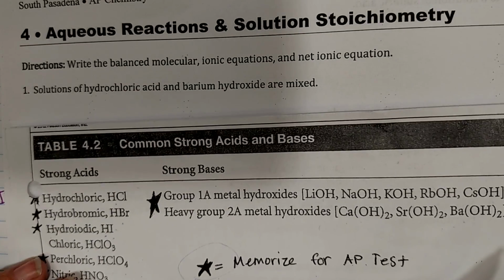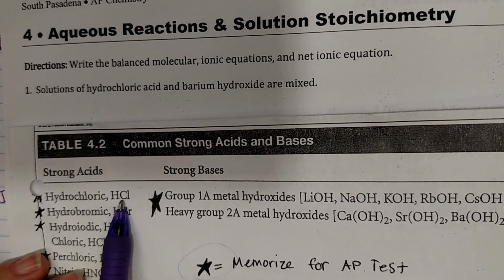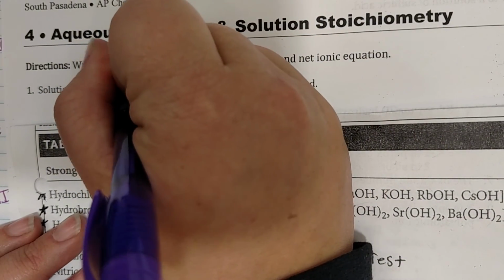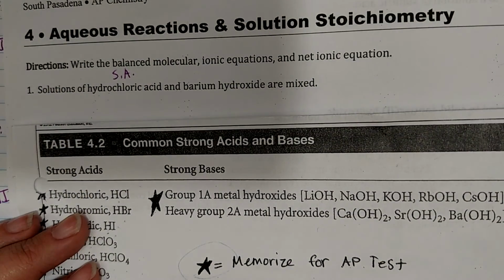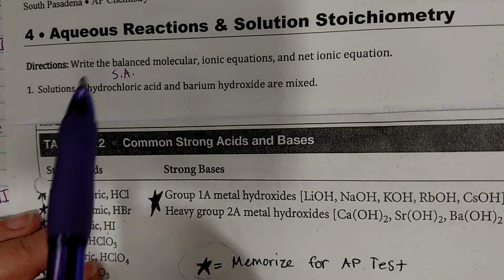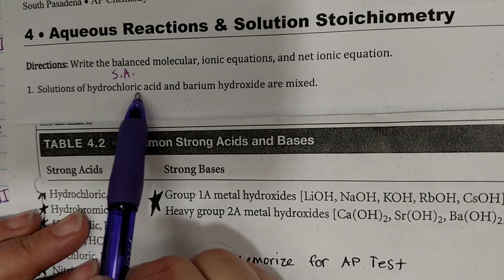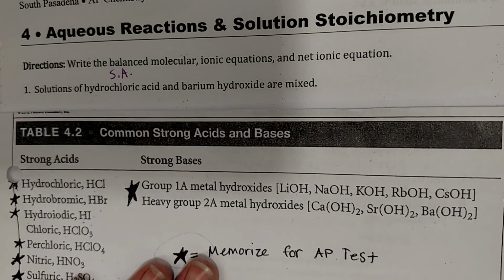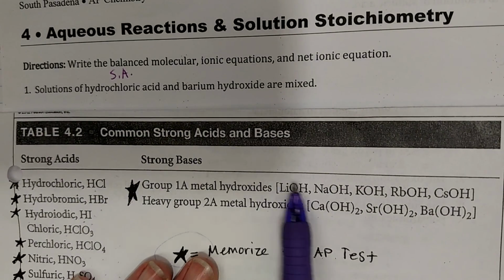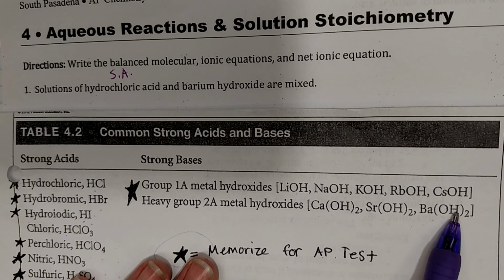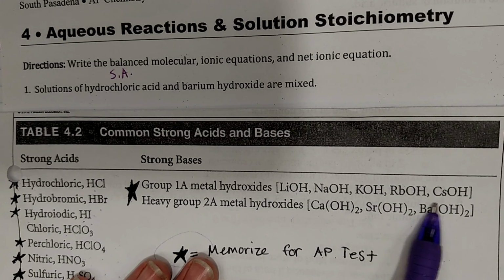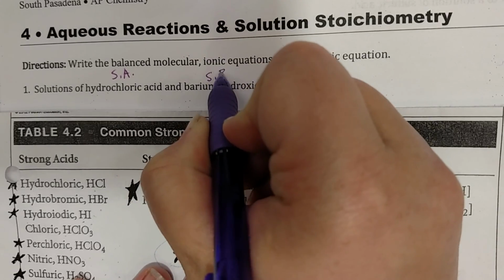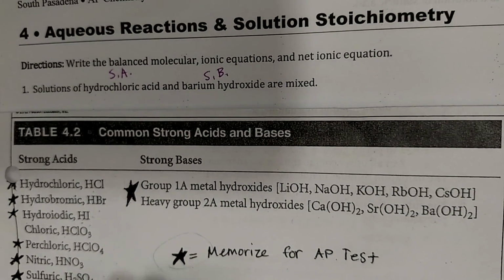hydrochloric acid is our first acid we're going to memorize. It's a strong acid, so I like to put strong acid right above this as a reminder. So I know that that will be broken down. It'll break apart, strong and independent. And barium hydroxide, so we look over here and we look for barium. Barium is Ba, so barium hydroxide is one of our strong bases. So it will follow the strong acid, strong base example.